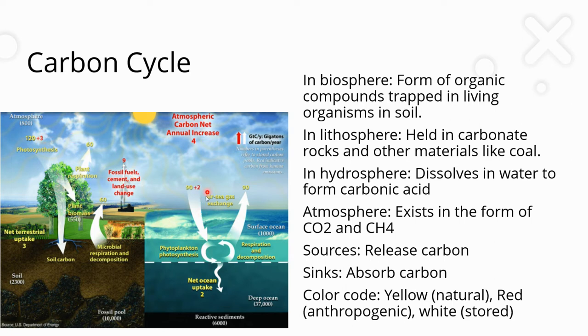So, and 2 of them is being absorbed by the ocean. That means 3 plus 2 means 5. So among 9, 5 petagrams of carbon is being absorbed by natural processes, by trees and the ocean. But if you see the difference, then there are 4 petagrams of carbon.